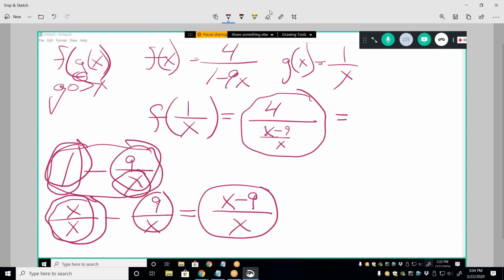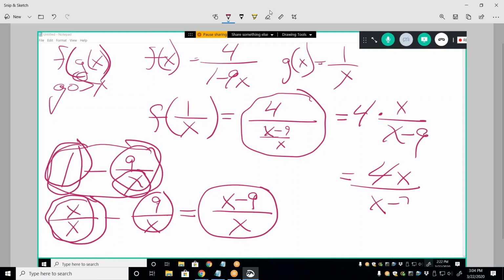If you're having trouble with these, spell it out. 4 times what? In other words, we're turning it into a multiplication problem. So instead of this division sign, it's going to be multiplying for sure because we're copy dot flipping. Now flip. So it's x over x minus 9. Okay, and now combine, and the 4 goes with the numerator, so you end up with 4x over x minus 9. There's your answer.